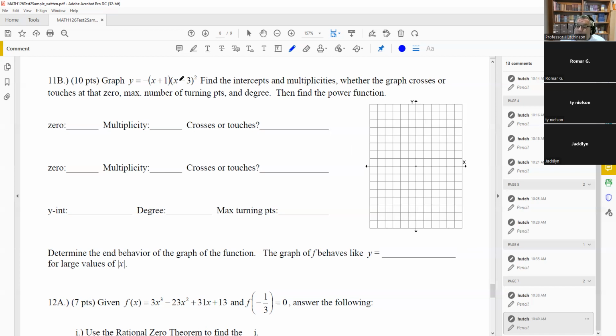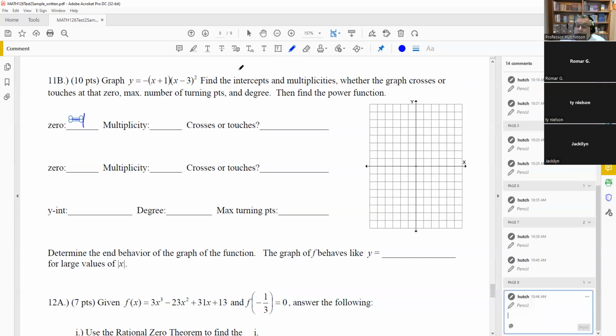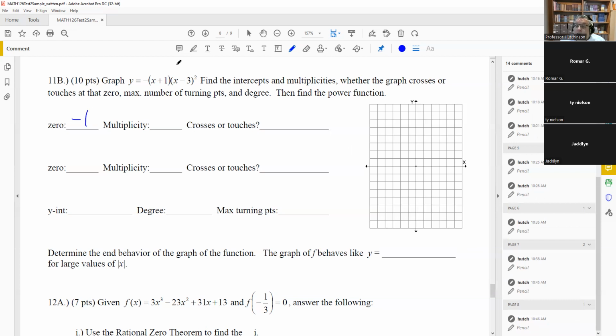Okay, so this here, you want to set both of these equal to 0, and that'll get you the first blanks that are here. The first thing, if you set that equal to 0, you're going to get a -1, and then over here, if you set that equal to 0, you'll get a 3. Now the multiplicity would be the powers that are on each of the factored pieces. So on the first one, there's just a 1 there, so it's a multiplicity of 1. The 3, there's a square on that, so it's a multiplicity of 2.